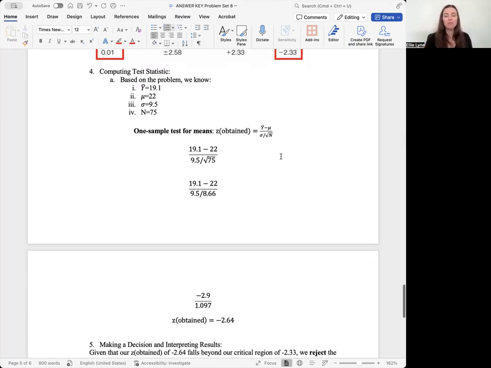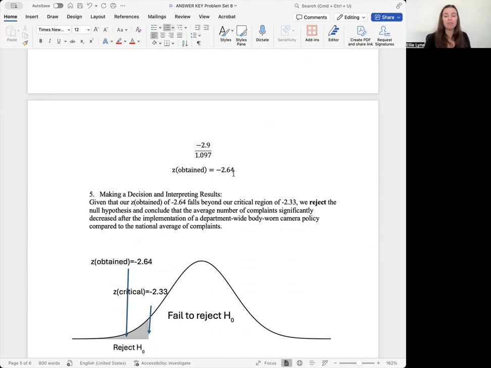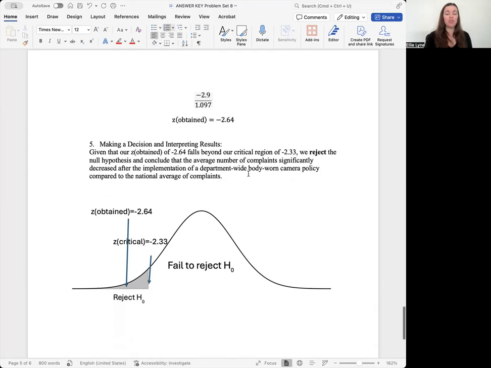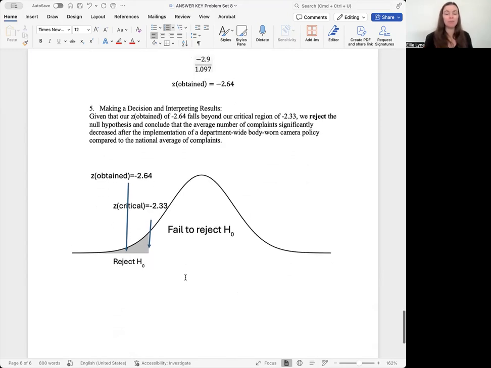So again, for the Z obtained, once we plug in all our steps and work through the math, you should receive approximately a Z obtained value of negative 2.64. But again, we can't stop there. We now have to chart out and figure out what kind of decision we are going to make now that we have our Z obtained value.